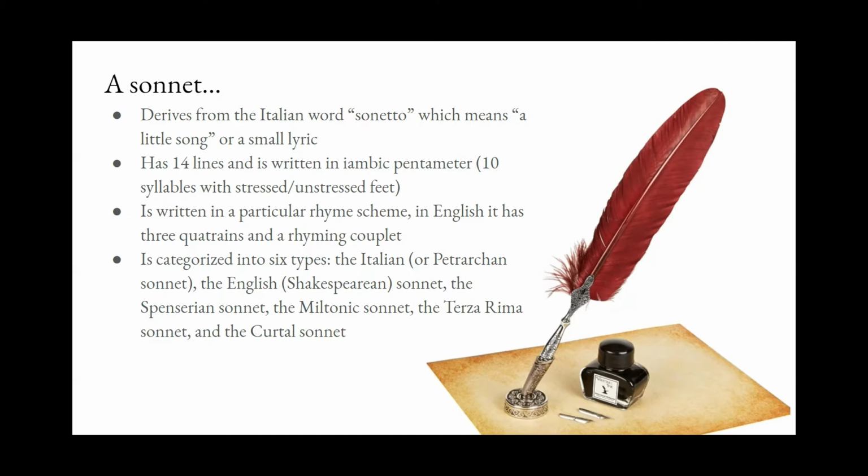A sonnet is written in a particular rhyme scheme. In English, it has 3 quatrains and a rhyming couplet. And then finally, it is categorized into 6 types: the Italian or Petrarchian sonnet, the English or Shakespearean sonnet, the Spenserian sonnet, the Miltonic sonnet, the terza rima sonnet, and the curtal sonnet. Most of these are named for the poet who popularized them. The sonnet that we're going to focus on today is the English or Shakespearean sonnet.